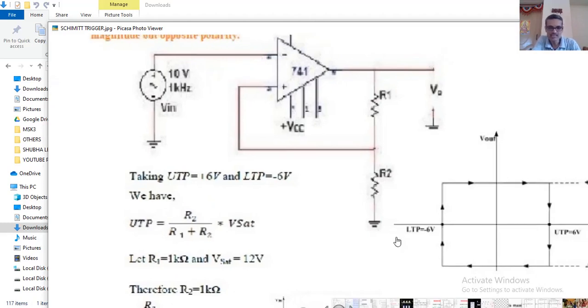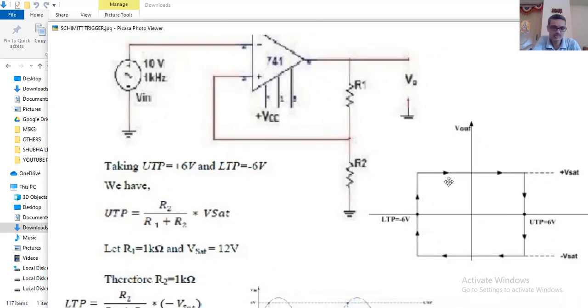Okay, so the same readings we can take by using the transfer characteristic also. This is UTP, this is LTP, this is plus Vsat, this is minus Vsat. It remains in the plus Vsat and the minus Vsat. This is the input voltage on the x-axis, and the output voltage is on the y-axis.